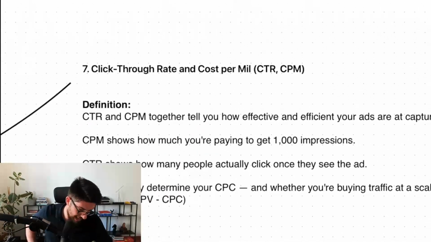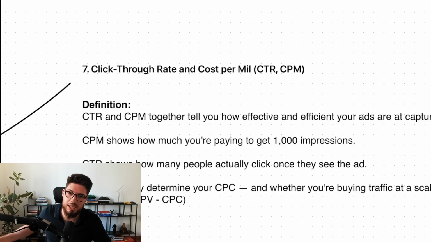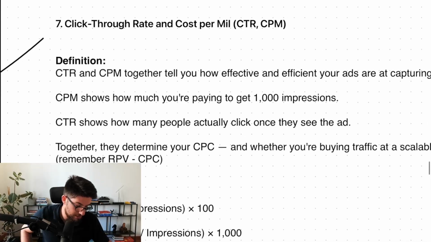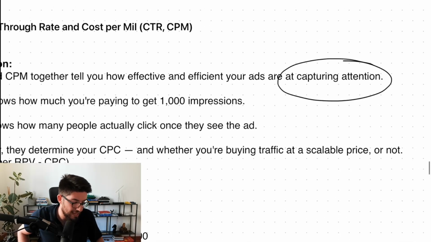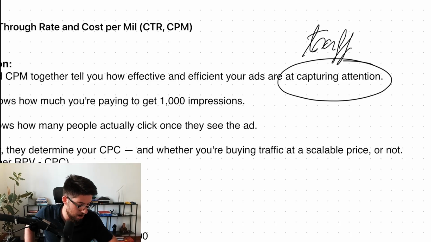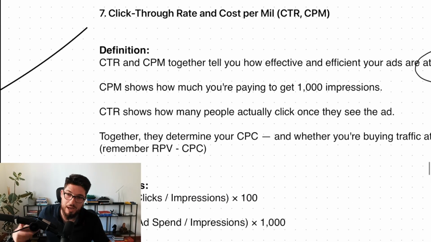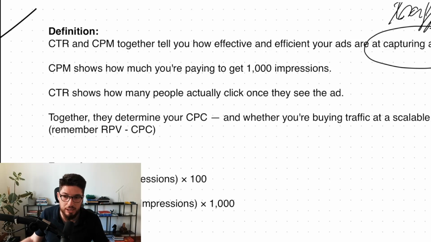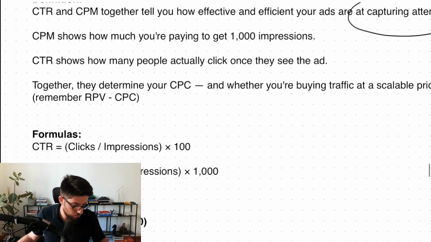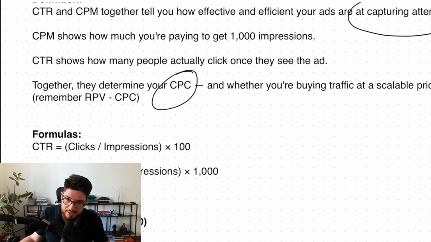So, last one, click-through rate and CPM. They go together for me. Definition: CTR and CPM tell you how effective and efficient your ads are at capturing attention and getting traffic. Not only attention, traffic. So CPM is how much you're paying to get 1,000 impressions. CTR is, out of those 1,000 impressions, how many click on the link? That's it. So together they make the CPC.